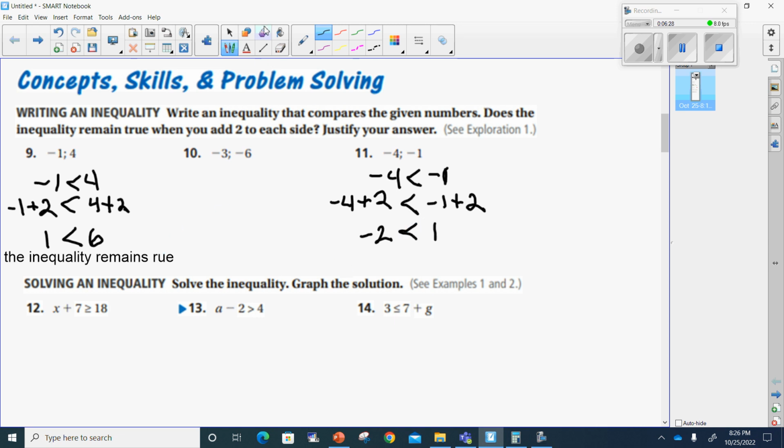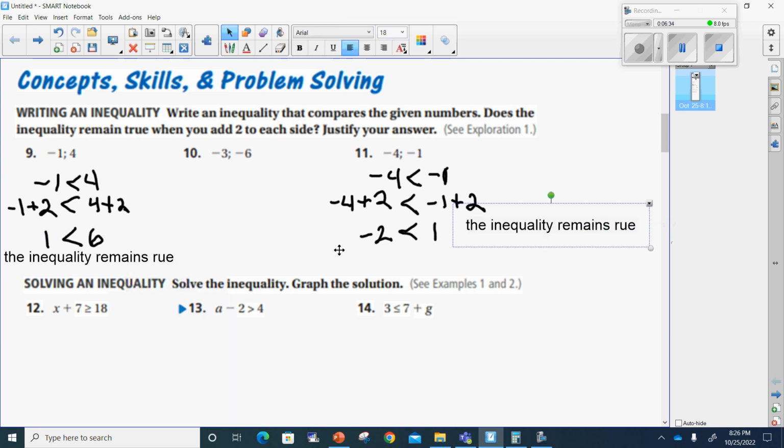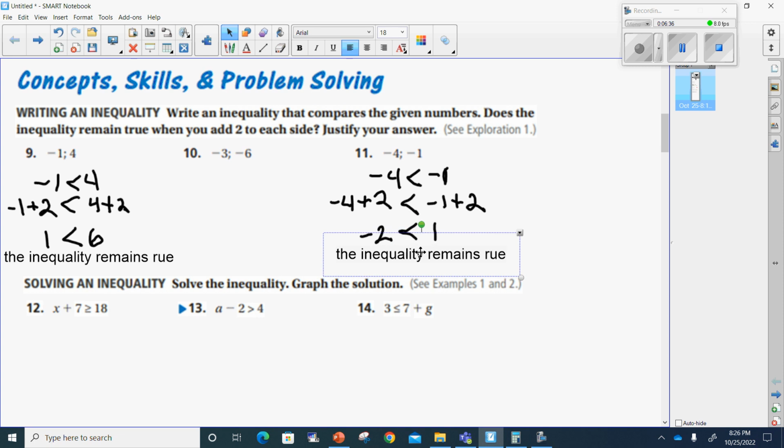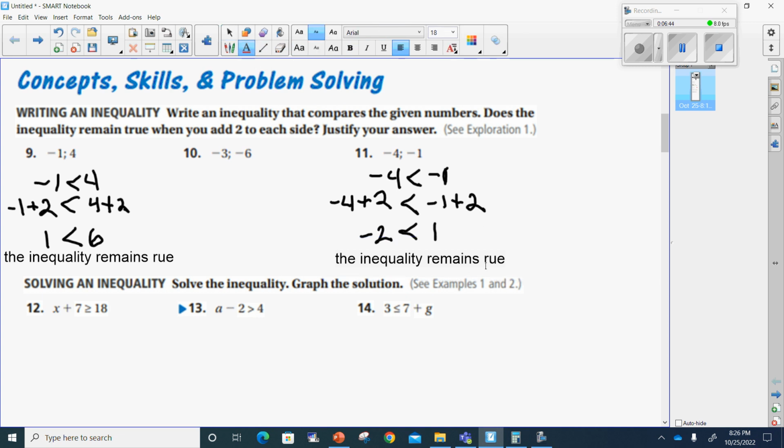So once again, I can say that, I'm just going to copy this. The inequality remains true. Oh, wow, I did not spell true correctly. You guys must be getting a good kick out of that. All right, so I'm going to put my T here for both of these and make it true.